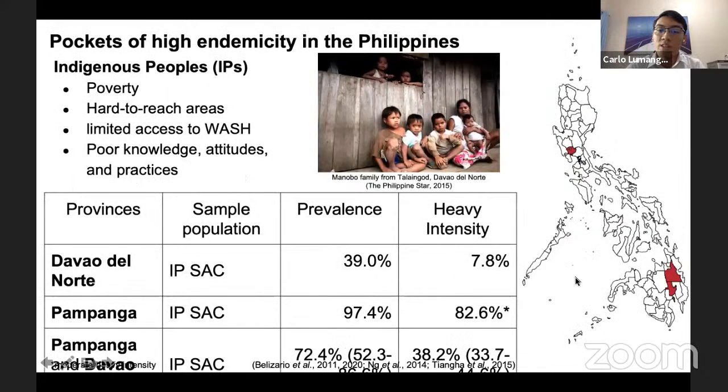Yes. We have identified indigenous peoples as a remaining pocket of high endemicity. These groups commonly live in poverty and reside in hard-to-reach areas, limiting their access to quality health services and WASH facilities. They are also not reached by health education initiatives, resulting in poor knowledge, attitudes, and practices. This makes the practice of open defecation very likely in these areas. Apart from these, there is also very limited data on their health status. From the table below, you can see the moderate to very high prevalence and intensities in these areas. Some of these values are well beyond the global and national targets for STH control. Next slide, please.